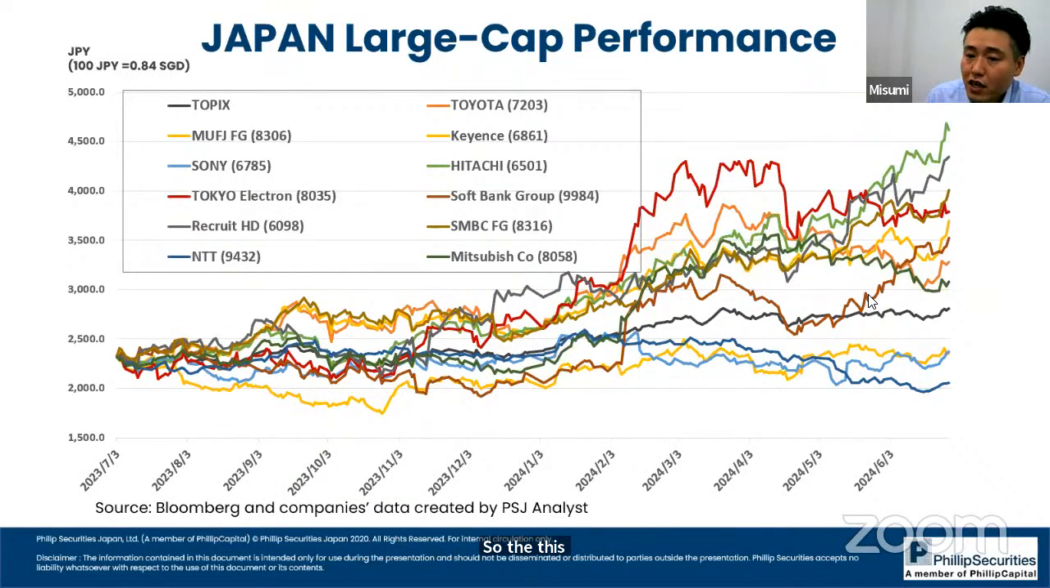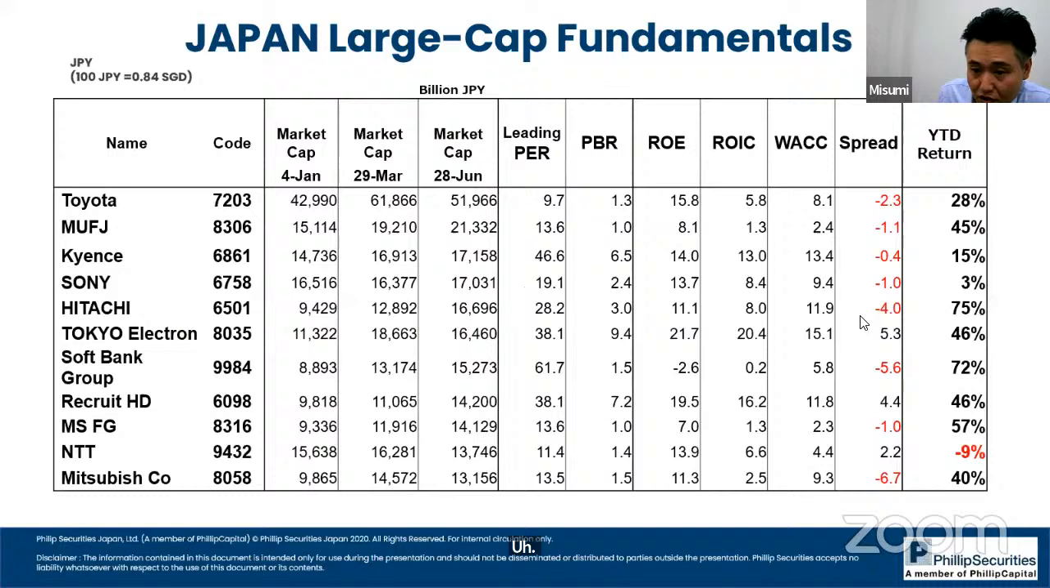We see that more than half of the largest caps are performing better than TOPIX, and there are some, like Sony, NTT, and Keyence, only 3 companies, that are performing less than TOPIX. Let's go to the large cap fundamentals.